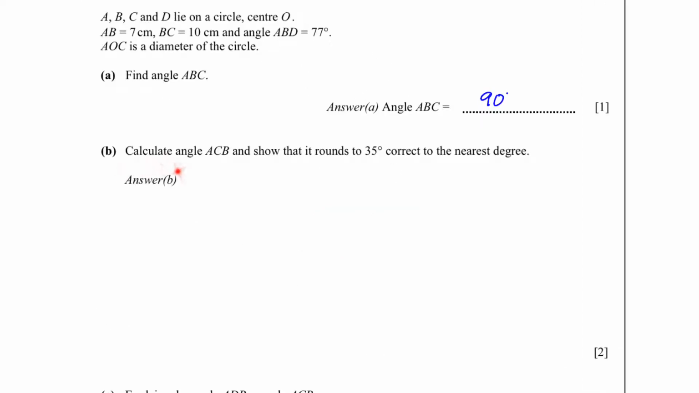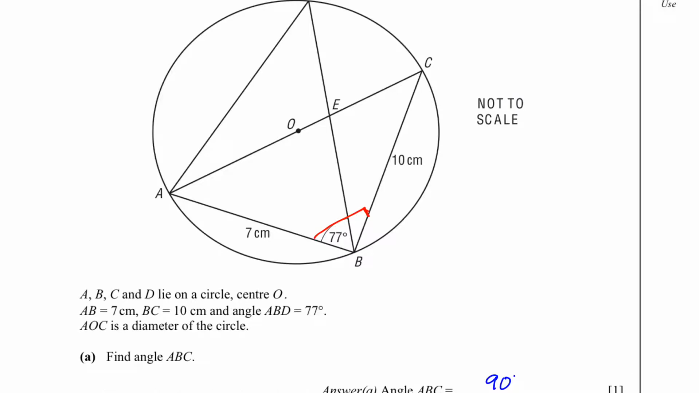In B, calculate angle ACB and show that it rounds to 35 degrees correct to the nearest degree. We want to find this angle here, ACB. We know that this is 90 degrees, so we can use trigonometry to find it. What do we have? If I want to find this angle, this is opposite, and this side here is the adjacent.